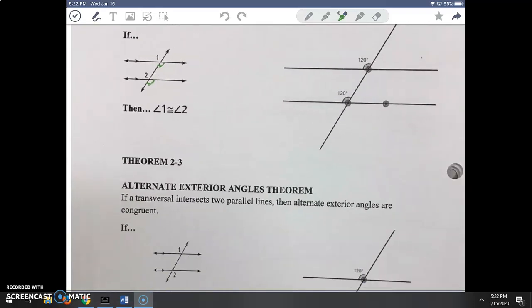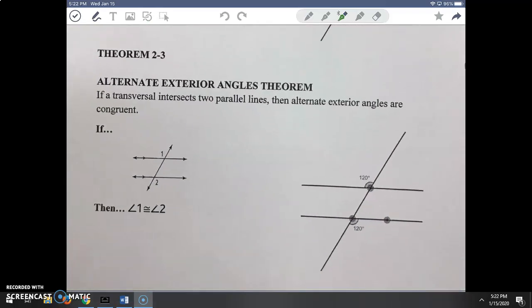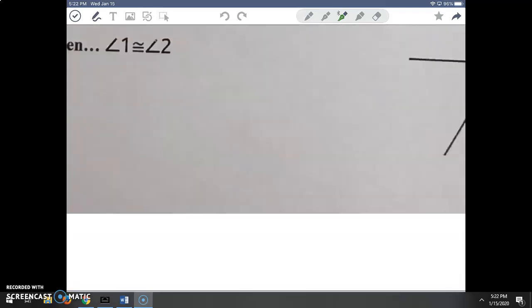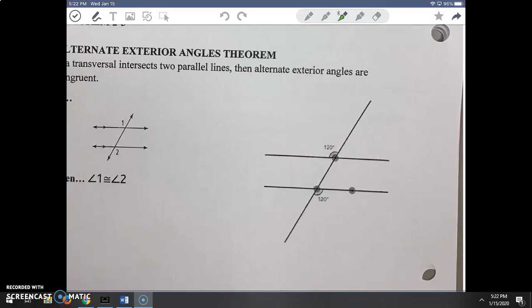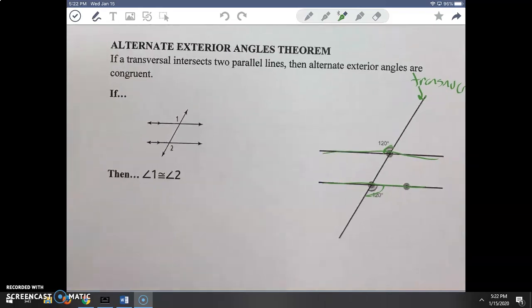Another set of congruent ones are the alternate exteriors. Remember, alternate exteriors are the ones located on the outside of the parallel lines, but on opposite sides of the transversal. This being the transversal, they too are going to be congruent. Another little shortcut: as long as we have parallel lines and a transversal that intersects them, the alternate exteriors are going to be the same. They're going to be congruent.